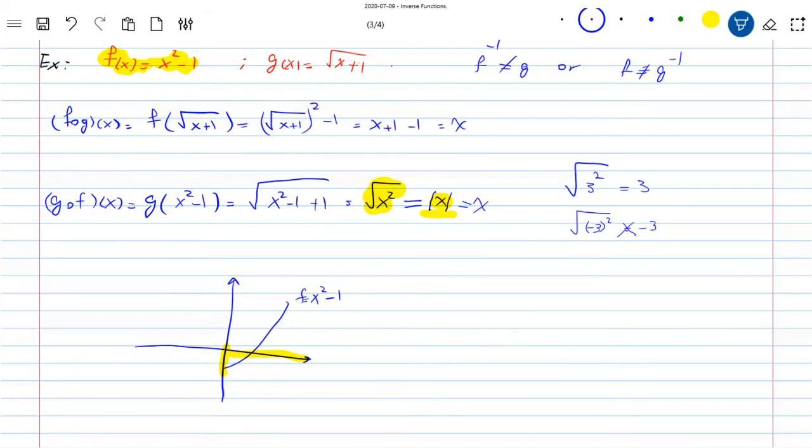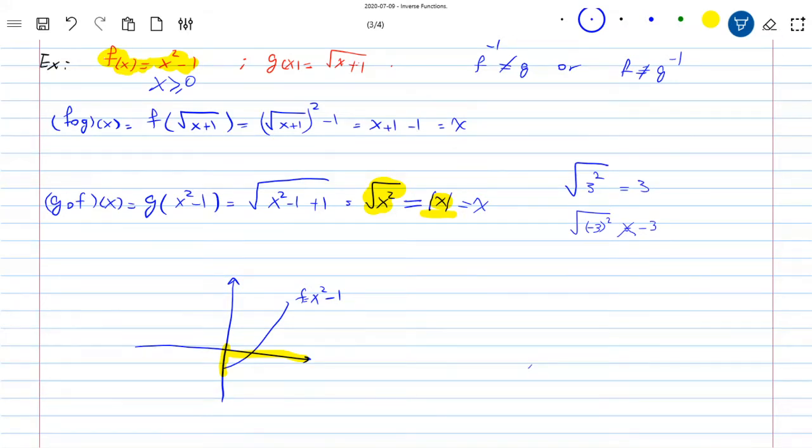Absolute value of 3 would be 3. Absolute value of 5 would be 5. It doesn't really matter. So if I make this restriction, where x is greater than or equal to 0, then this absolute value would be exactly x. Then what can I say? I can say f and g are inverses of each other in that case, because f can have an inverse, and that inverse turns out to be exactly square root of x plus 1.